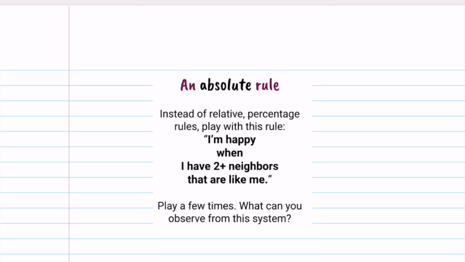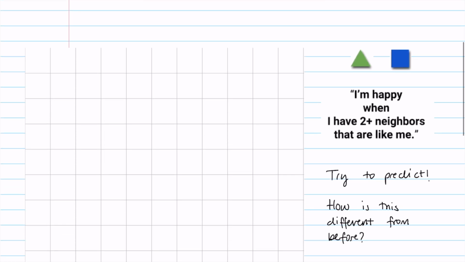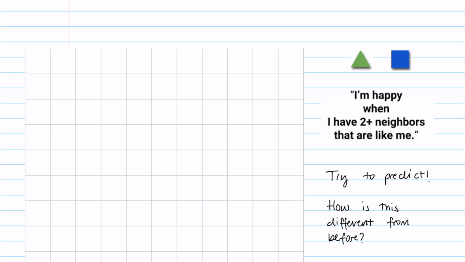The next separation exploration that we're going to want to do is an absolute rule. So now instead of using percentages and fractions about how many of our neighbors look like us, we're going to use the rule, I'm happy when I have 2 or more neighbors that are like me. This one is a little less open-ended, but you still want to ask students to try to predict what we think is going to happen. Are we going to see some mixing? Are they going to group up together? What sort of shapes do we expect to see? And also, how is this different from before? The rule's different, but in what scenarios would the shapes be happy in the previous rules versus not happy in this one, and vice versa?